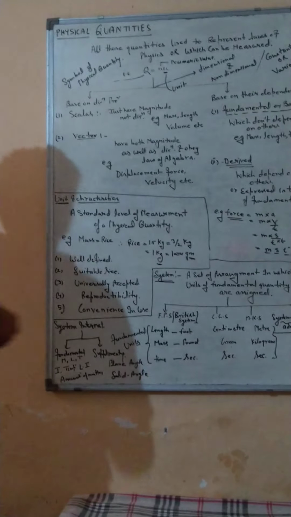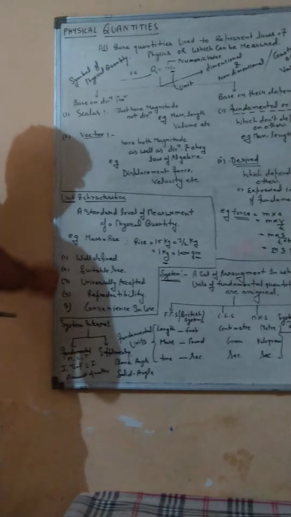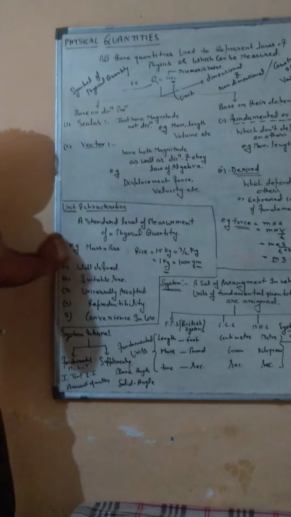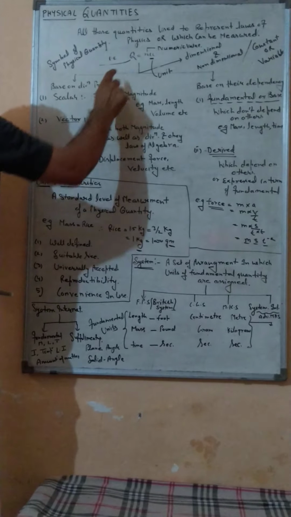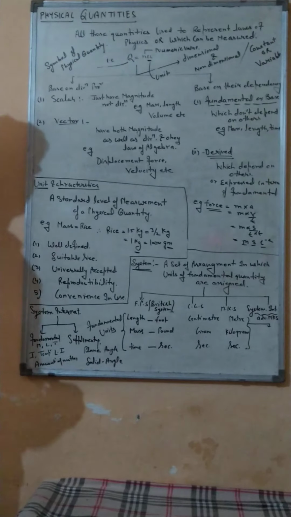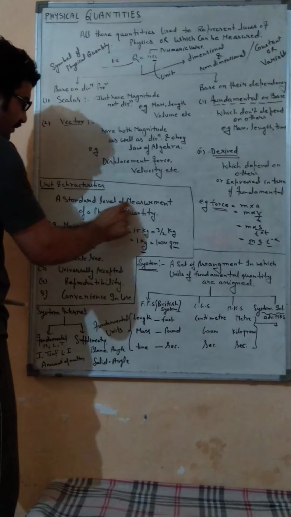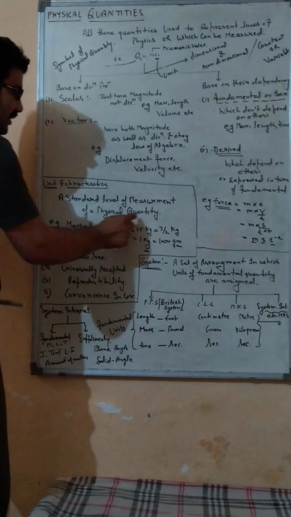Now, the next question is unit. What is a unit? As I told you, a unit is the base or level in which a physical quantity can be represented. That means a unit is a standard level of measurement of a physical quantity.